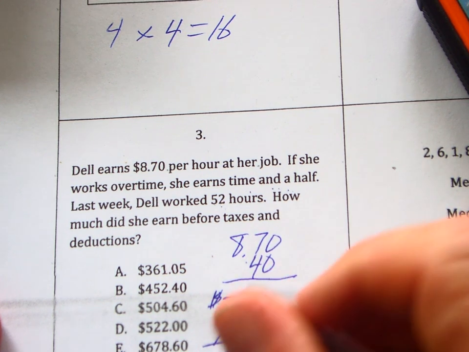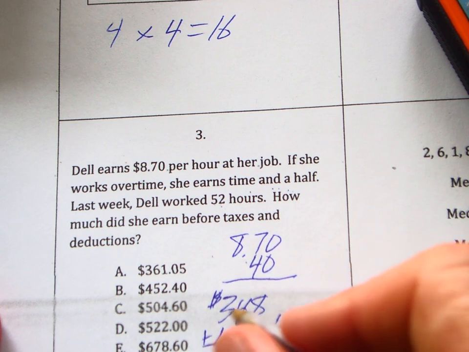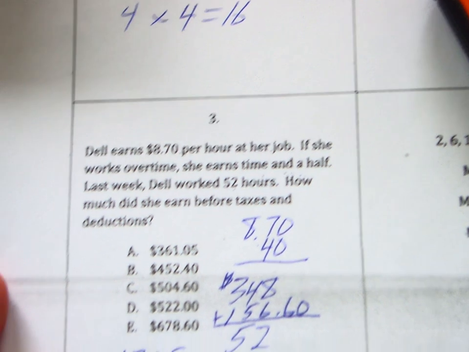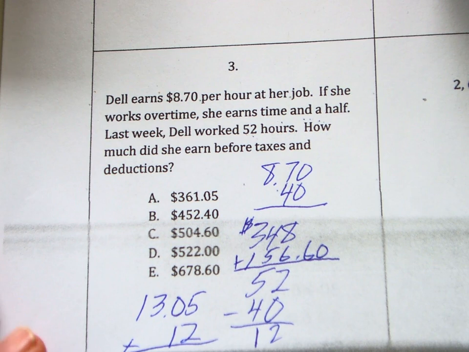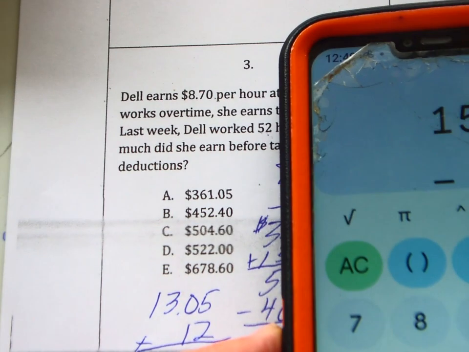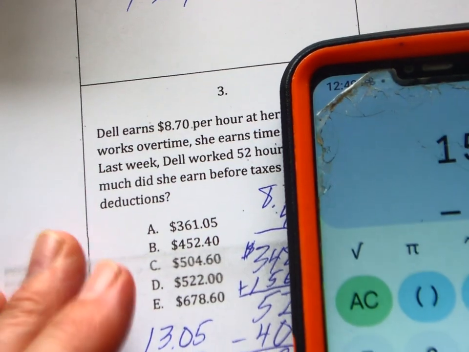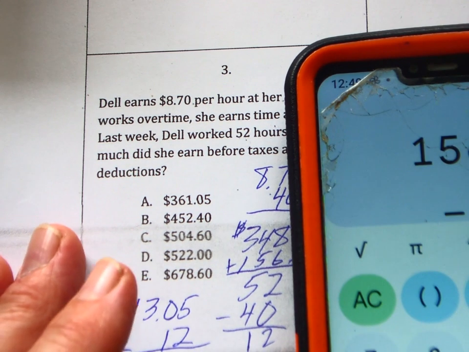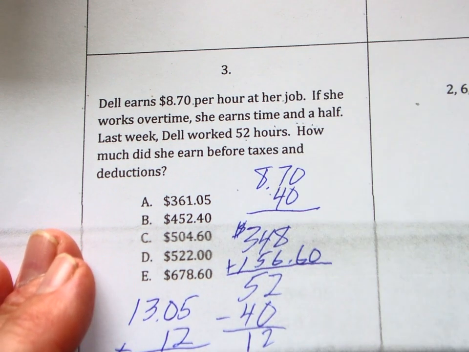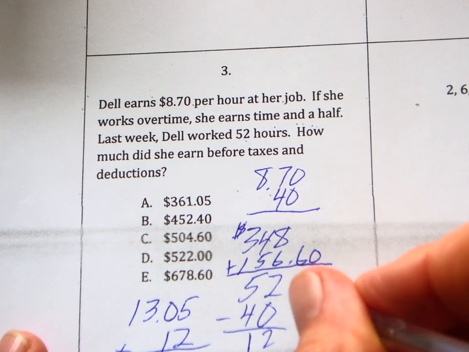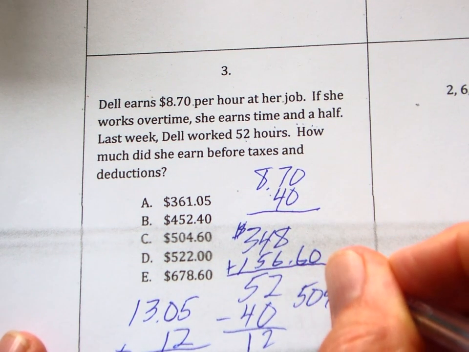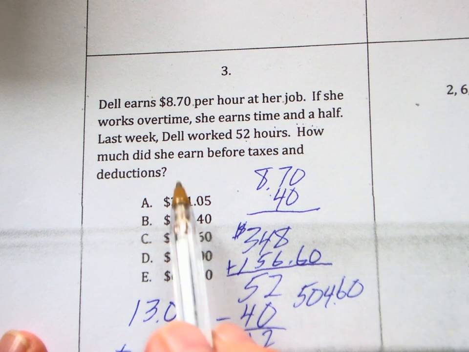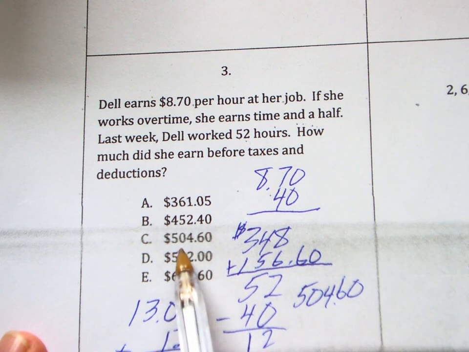Now we just have to do what? Add those two. That's her regular pay, and this is her overtime pay for working 12 hours overtime. Okay, so I could add, I already got the 156 up there, 60 cents. I'm going to add 348. 348 equals 504.60. Is that there? There it is, C.